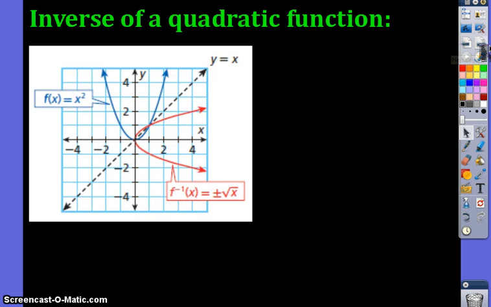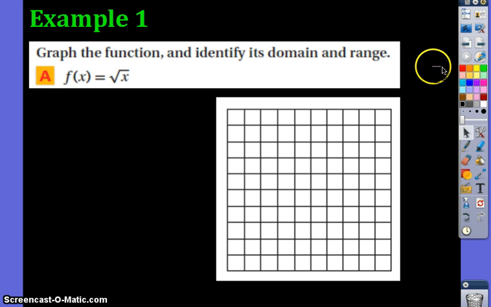We also saw today that when you have a radical function, such as plus or minus the square root of x, we wind up seeing that that's the inverse of a quadratic. So then we can draw the conclusion that the inverse of quadratics are square root functions. And we'll talk more about cube root functions and cubes later on, but that is something we'll consider as well. So first of all, we want to graph the function and identify its domain and range.